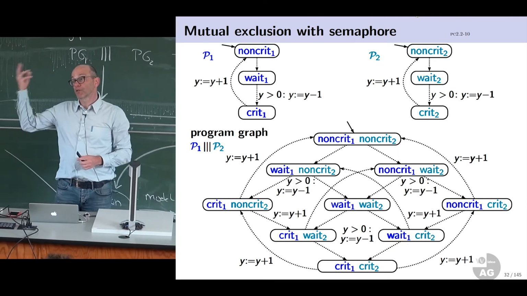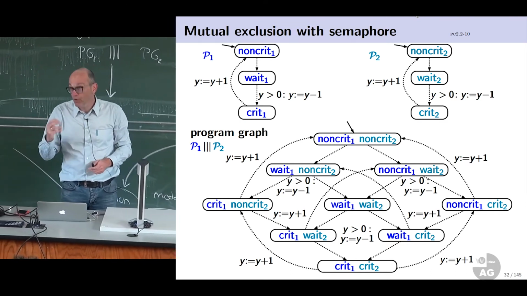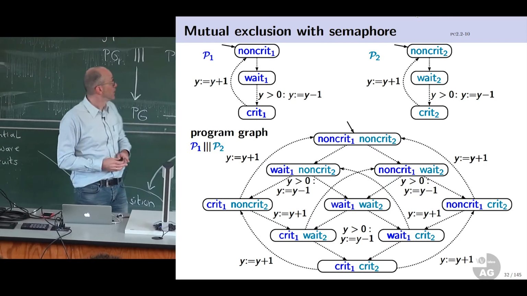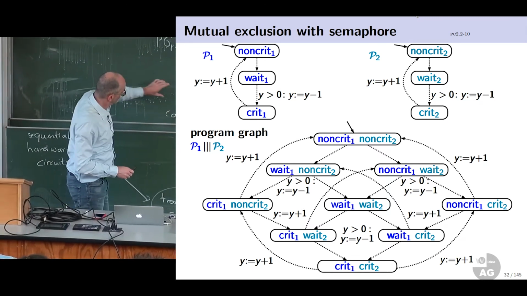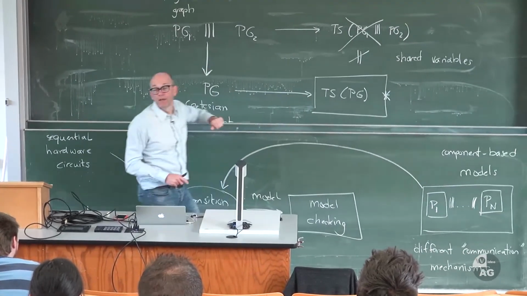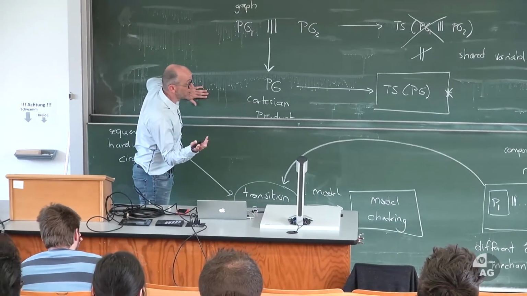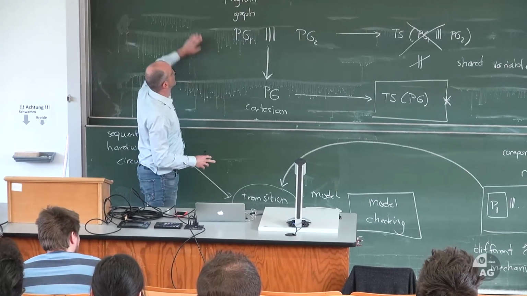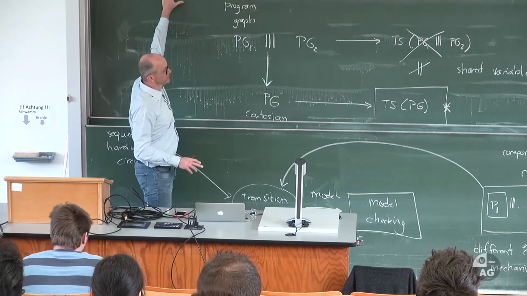This you cannot answer easily on the program graph level, but therefore we're going to look at the transition system. So I'm going to tell you how we go from this program graph, this picture over here, to the transition system. And the idea here is that you then represent all possible states.